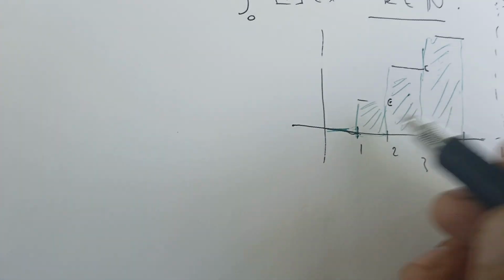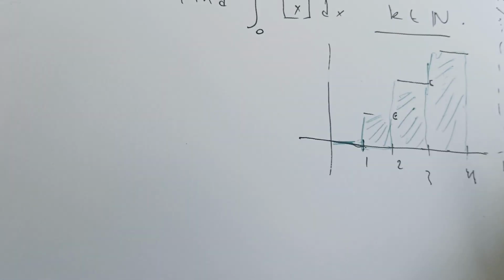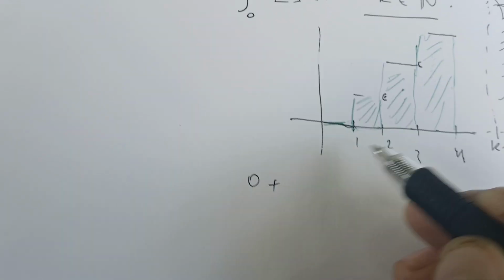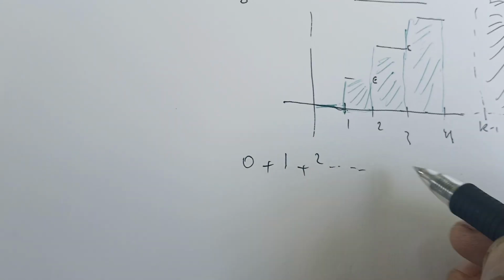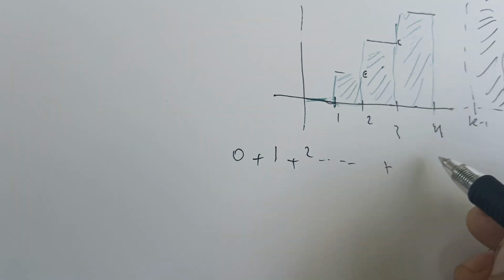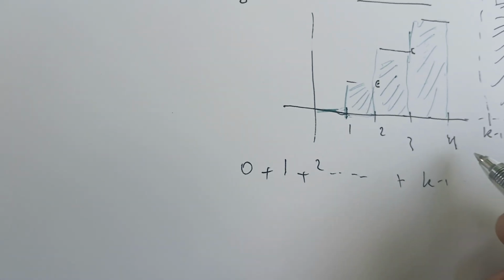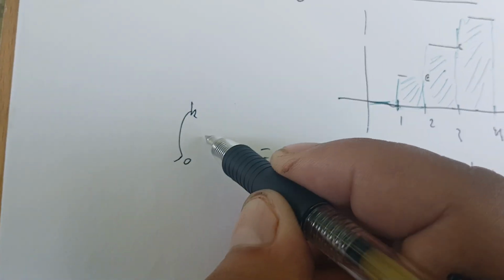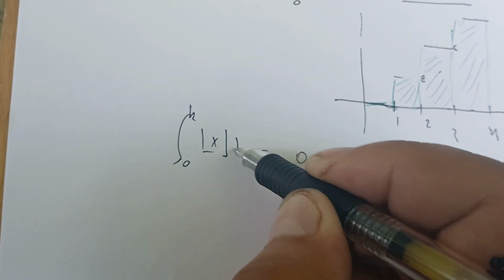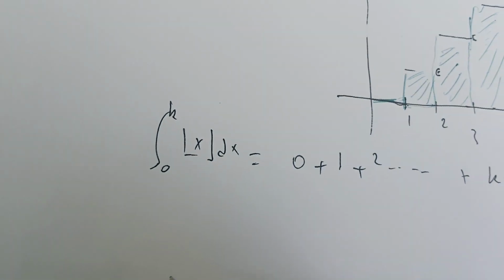Between 0 and 1 we have 0. Between 1 and 2 we have 1. Between 2 and 3 we have 2, and so on. Between k minus 1 and k we have k minus 1. And this is exactly the value of the integral of this floor function between 0 and k.